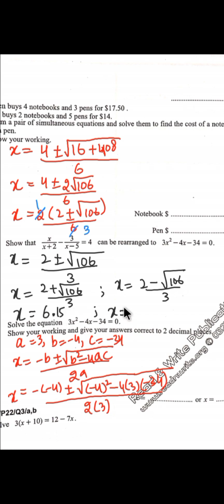And for the other one, we have minus 4.147. So this means minus 4.15. So these two are the answers to this part of the question.